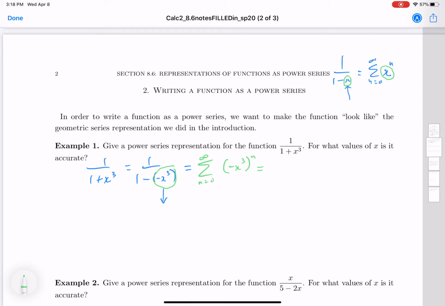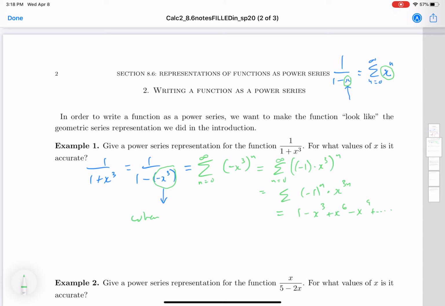And I can rewrite this. If I take that negative and make it into a negative 1, so it's like a negative 1 times x cubed all to the n power. So that's like a negative 1 to the n times x to the 3n. The nice thing about getting that negative 1 out is then it makes it look more like an alternating series. And if I started writing out the terms of this, it would be 1 minus x cubed plus x to the 6th minus x to the 9th plus ... And notice that this thing here, that x cubed took the place of my x.